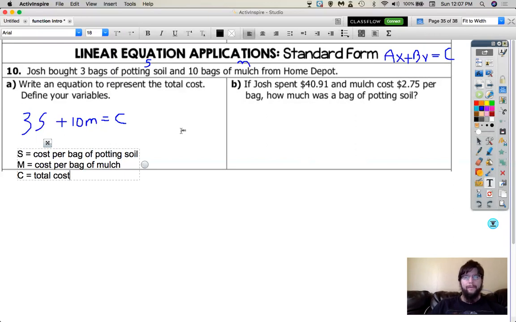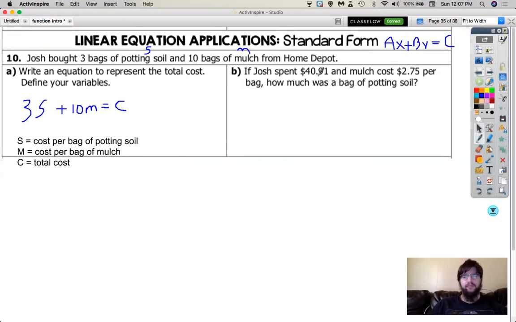All right. So let's see. Josh spent $40.91. What was that? That's the total cost. And mulch costs $2.75 per bag. What's that? That's the cost of mulch per bag. How much was a bag of potting soil? Well, let's find out. So here's our equation. We're going to plug in this information. So I don't know how much soil costs, so I'm going to leave that as S. 10 times the cost of mulch is $2.75. So I'll put that in there. Equals, well, $40.91.